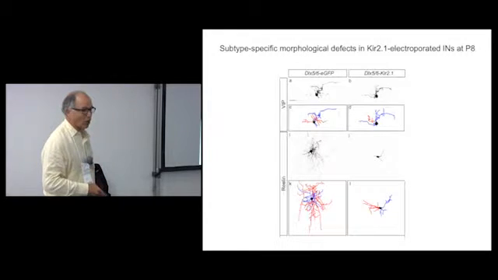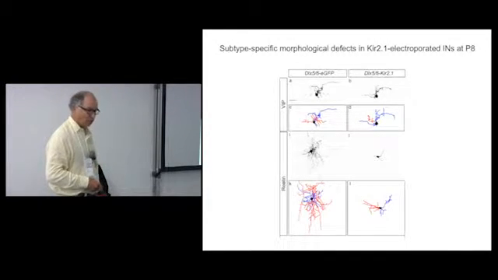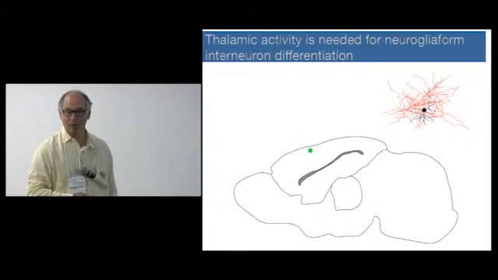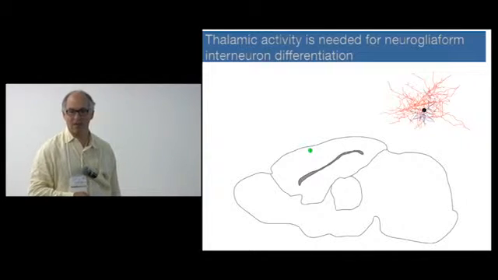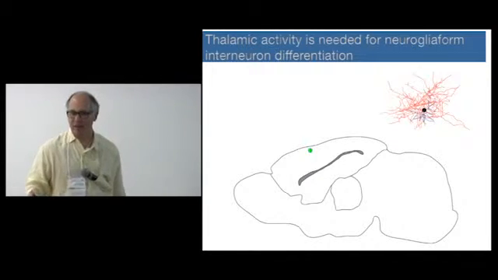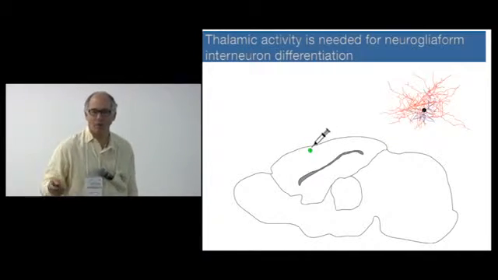So this is going to take a whole lot of experiments and reduce it down to one slide. What I just showed you is that when you block activity, the cell is not only in the wrong layer, it morphologically doesn't develop normally. So we wondered, who's giving that activity? If activity is going to it, you've got to know who's providing it.